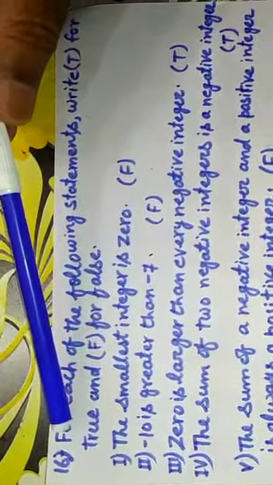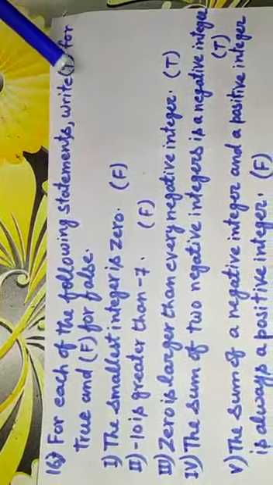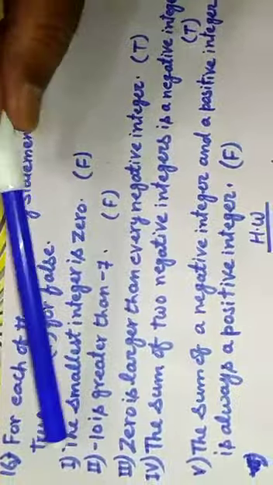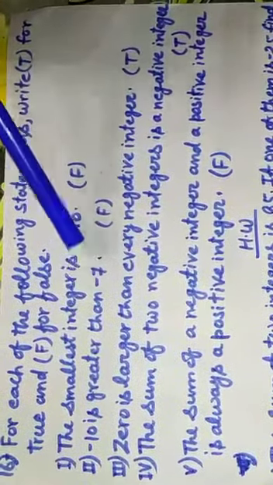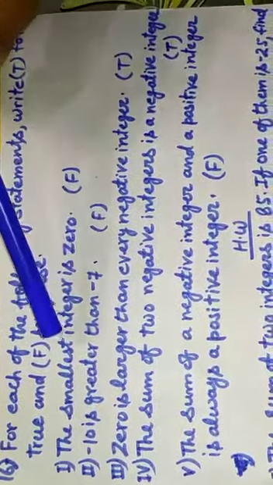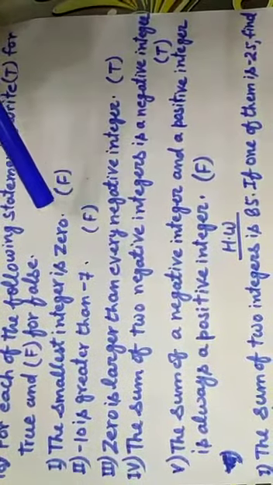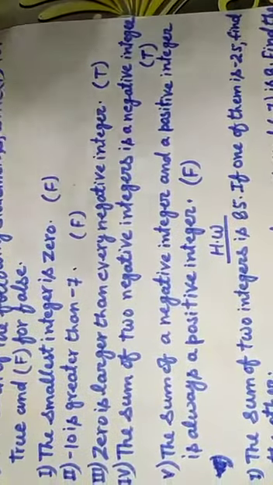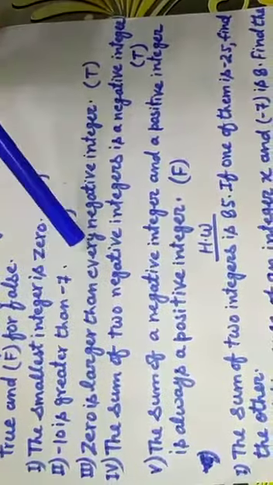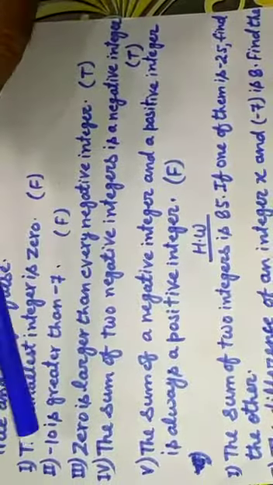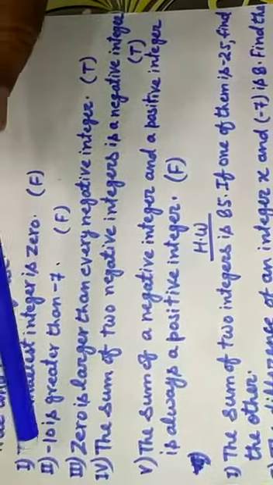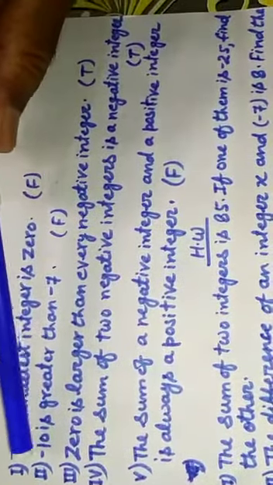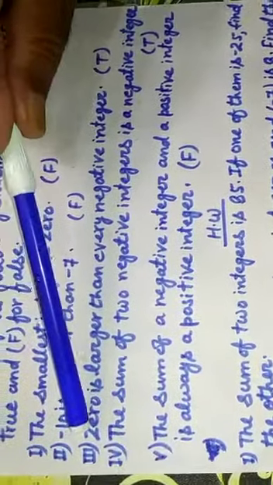Now 16 is: for each of the following statements write T for true and F for false. First is: the smallest integer is 0. No, the smallest integer is not 0 because all negative integers are smaller than 0. Therefore, it is false. Minus 10 is greater than minus 7 will be false because in negative integers the smaller integer is greater and the greater integer will be smaller.